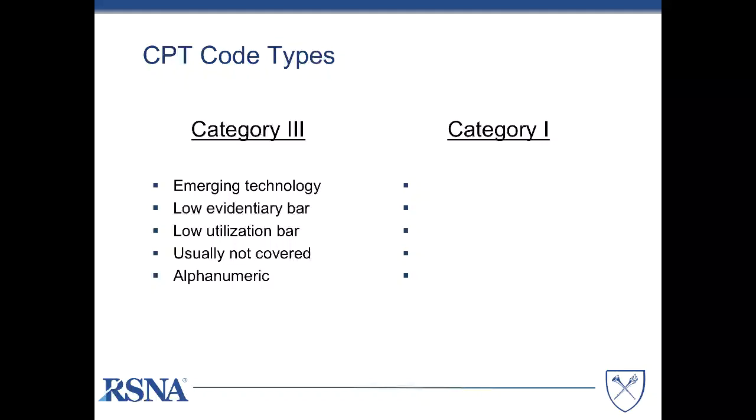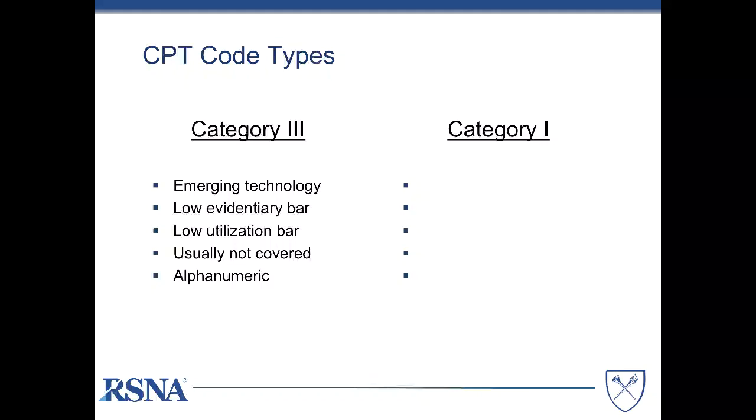There's a low evidentiary bar for code approval at CPT. That means you don't need a whole lot of peer-reviewed literature to get one. And there's a low utilization bar for code approval as well, meaning that the service does not need to be broadly utilized to get a Category 3 code. That's all the good news. The bad news is that because these bars are so low, these are often deemed investigational services. So they're frequently not covered by insurers.